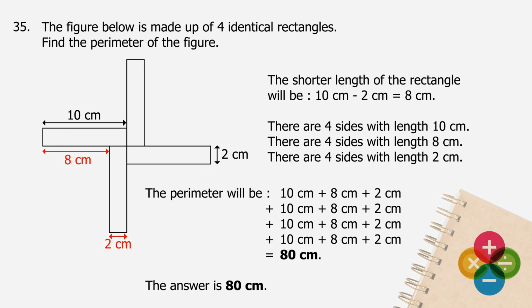The shorter length of the rectangle will be, subtract 10 cm by 2 cm, and the difference is 8 cm. There are 4 sides with length 10 cm. There are 4 sides with length 8 cm. There are 4 sides with length 2 cm. Adding 4 sides with length 10 cm, to 4 sides with length 8 cm, and to 4 sides with length 2 cm, the perimeter of the figure will be 80 cm. The answer is 80 cm.